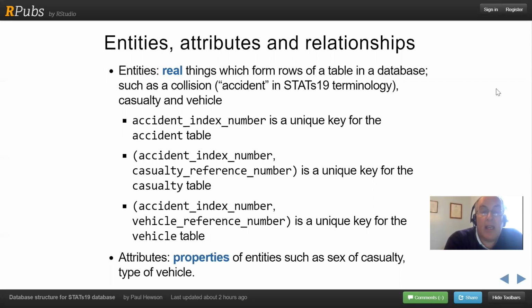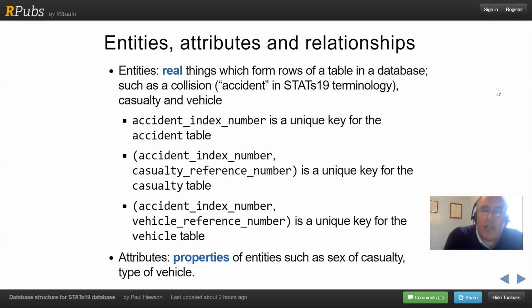And then we have a vehicle table, which gives information on all the vehicles. So the unique element is a vehicle involved in an accident. A unique key will be accident index number and vehicle reference number. And this contains information on both the vehicle and the driver of that vehicle. So the entities, these are the real things that we form into tables within a database.